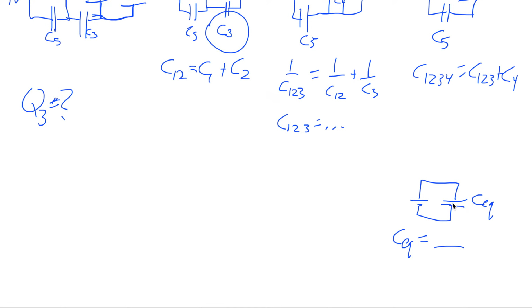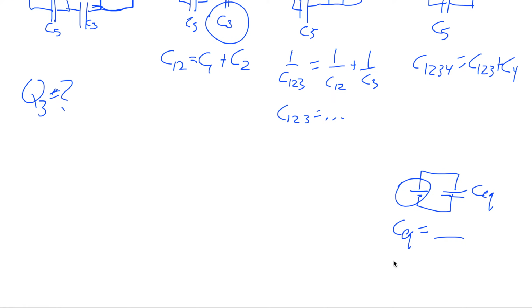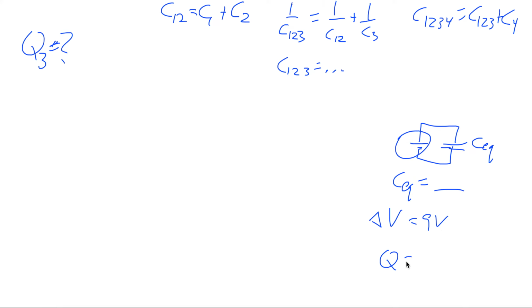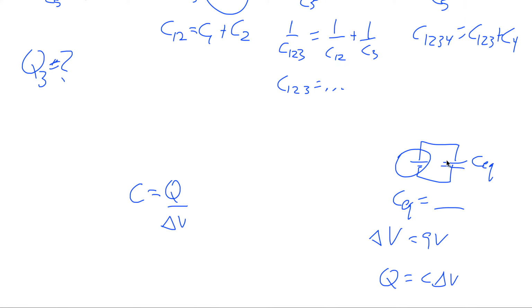So the C equivalent will always get the full voltage that you were given in the beginning. In that case, it was 9 volts. So you say, okay, the voltage here would be 9 volts. And you say, okay, well, I need a charge. And you're going to keep on using this equation that you have to manipulate. So if you're solving for charge, it's C times delta V. So you'd multiply these two numbers that you got right here to get this charge right here. And that's the charge on the equivalent capacitor.